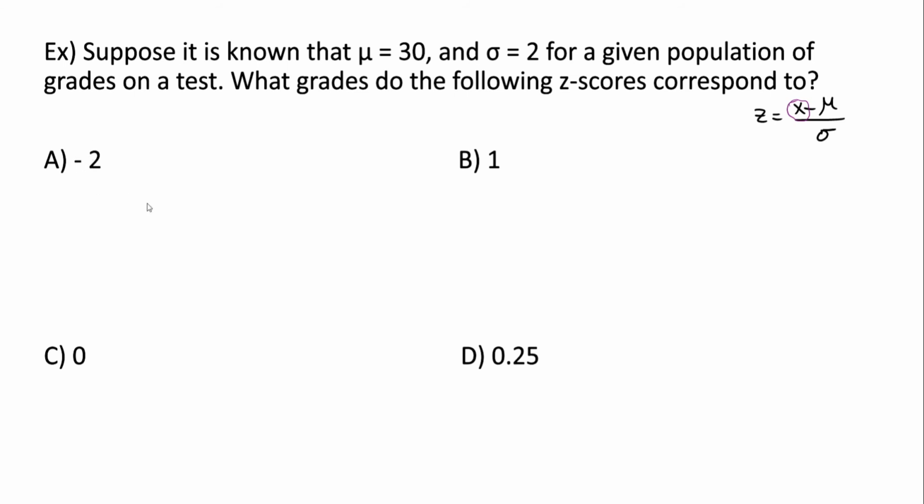So for part A, first thing we'll do is take -2, put that in for z. So we have -2 is equal to x, which we don't know, minus the mean of 30, divided by standard deviation of 2. So the first thing we want to do is get rid of this division by 2, so we would multiply both sides by 2. So now we have -4 is equal to x minus 30. We'd add 30 to both sides, and we end up with x is equal to 26.